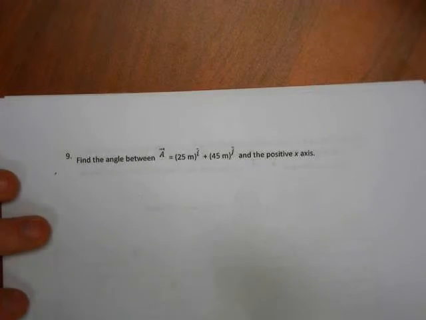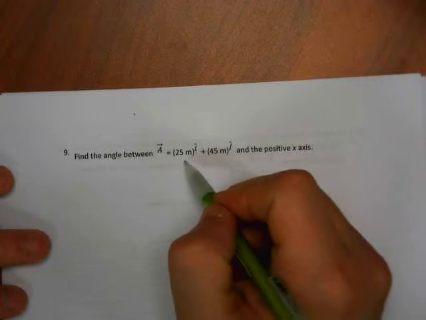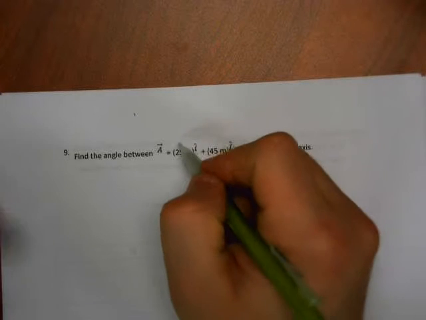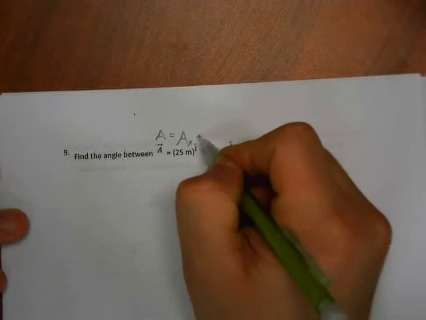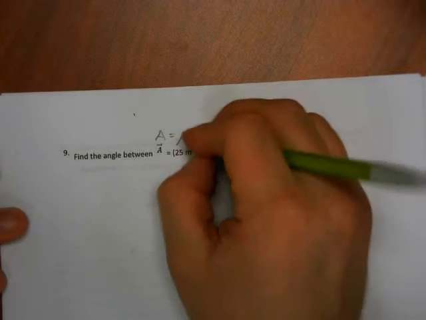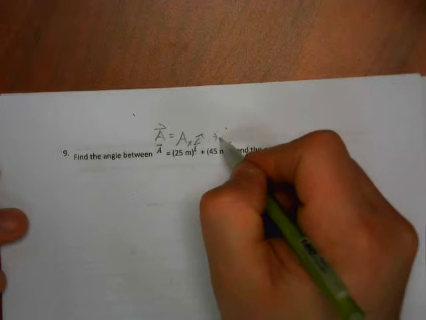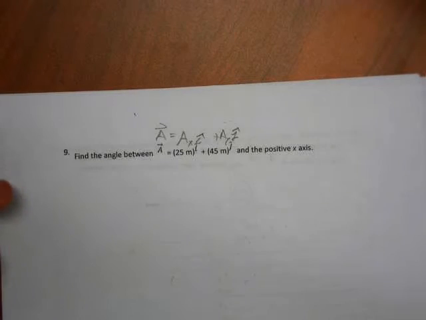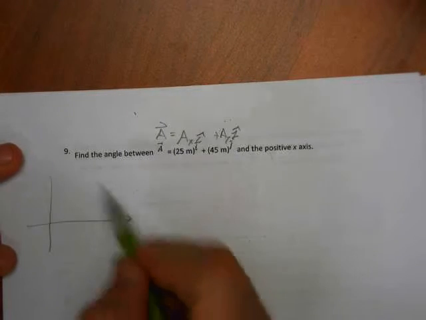All right, find the angle between this vector and the positive x-axis. Well, you know this unit vector notation is just a very convenient way of saying A equals Ax i hat plus Ay j hat. So this vector is already broken down into components for us, and I'm going to draw it out here.